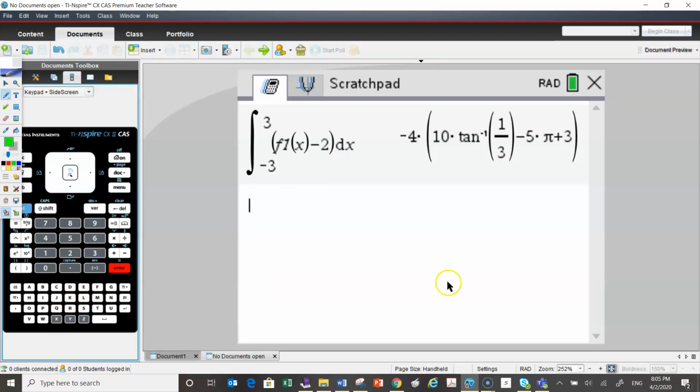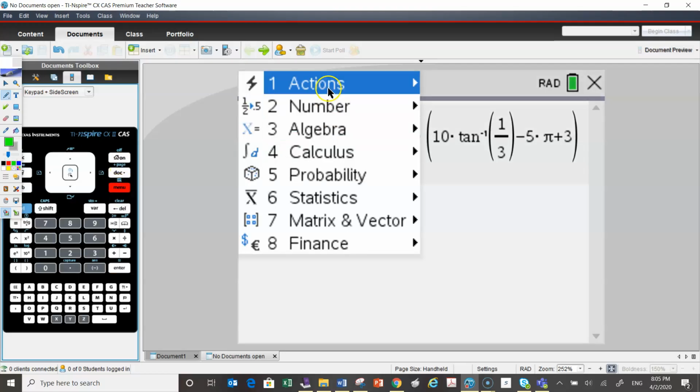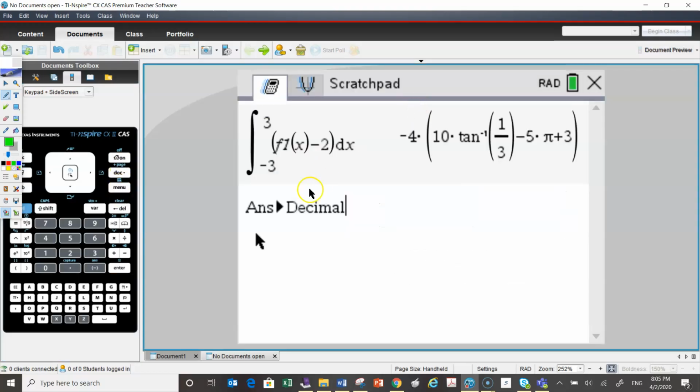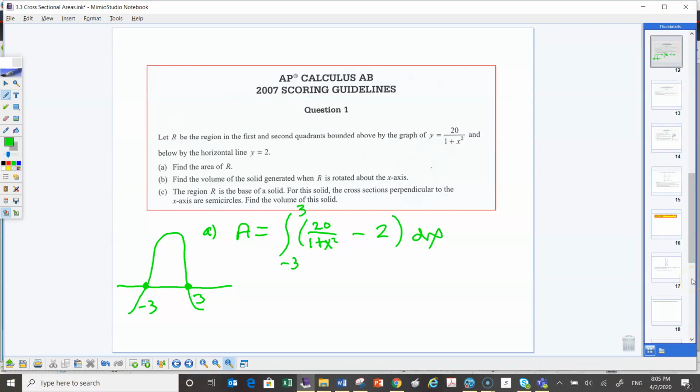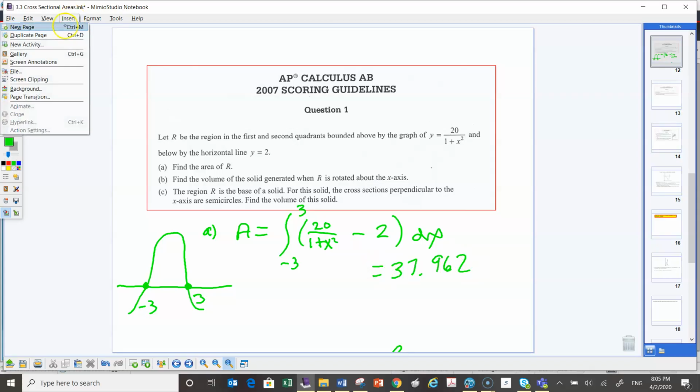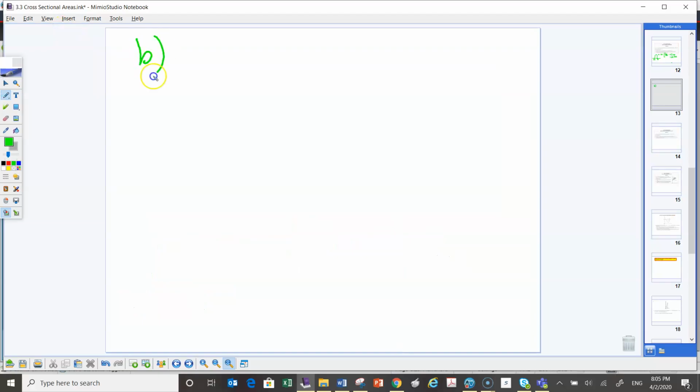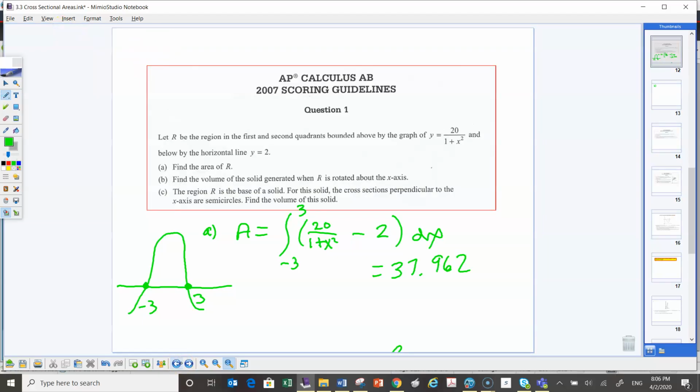So my answer for part A looks rather ugly. However, if I convert that to a decimal, it works out to be 37.962. And now you can round off right at the end. So 37.962 is my area for part A. Now for part B, they're asking us to revolve this solid about the x-axis.